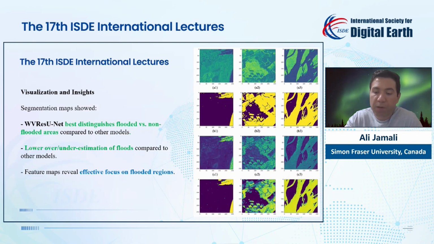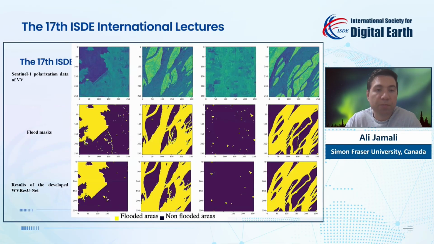And when we checked the feature maps out of the CNN and vision module, we saw that they were effective in capturing important areas. Some examples: we have Sentinel-1 polarization data, VV, then we have the flood mask, and this is the result. So the model could capture small and large patterns of floods.